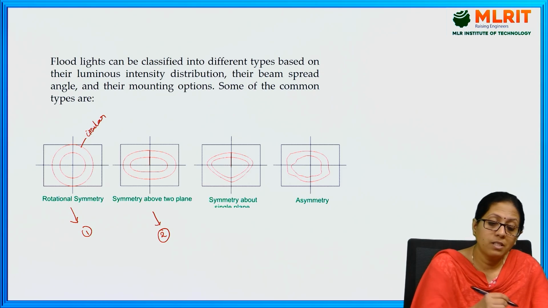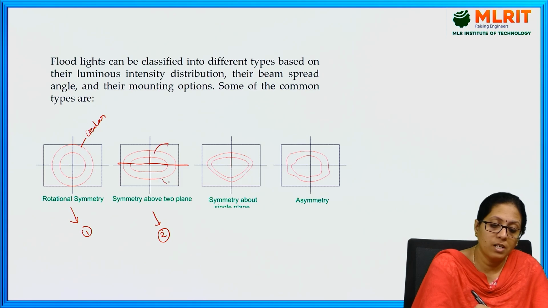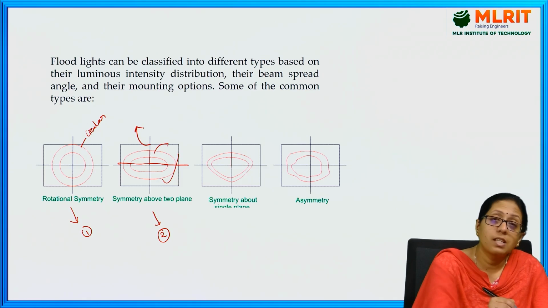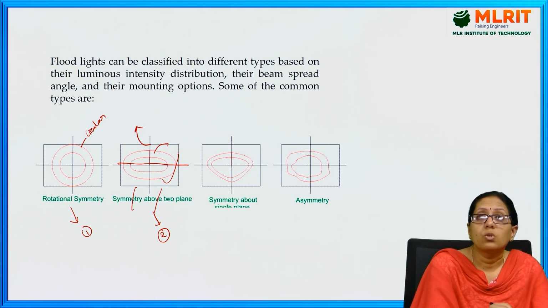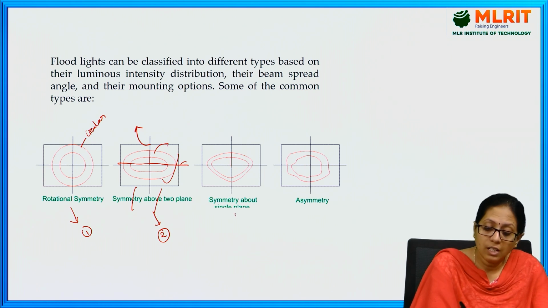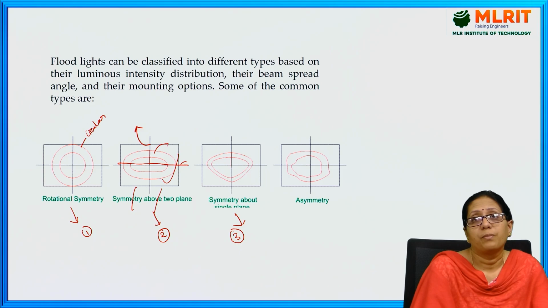For this particular one, above this plane, these figures are in symmetry, and if we look from this axis, both sides are symmetrical. So it is symmetrical about the two planes. The third one is symmetry about the single plane.